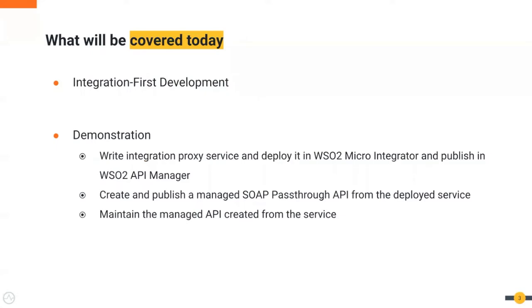Today, I will first explain how to expose integration services as managed APIs using the WSO2 API Manager Service Catalogue feature, which was released with API Manager 4.0.0. Then I will show you a demonstration of the complete flow on how to write the integration proxy service and deploy it in WSO2 Micro Integrator, then publish it in the WSO2 API Manager. Also, create and publish a managed SOAP pass-through API from the deployed service, then maintain and manage the API created from the service.